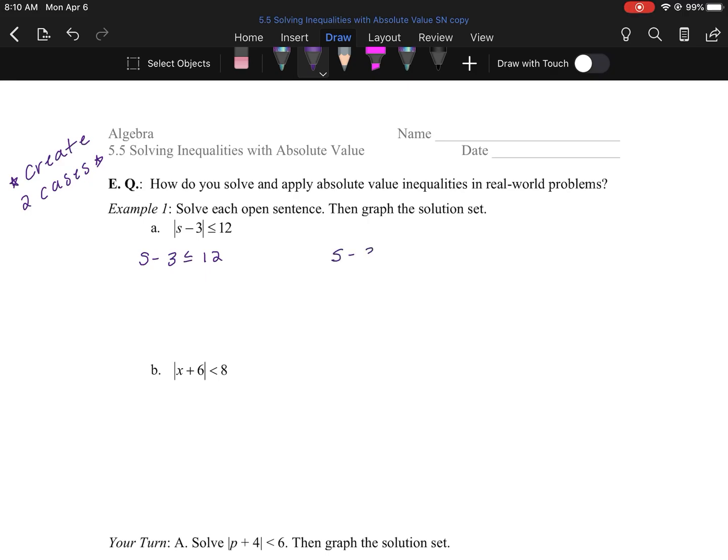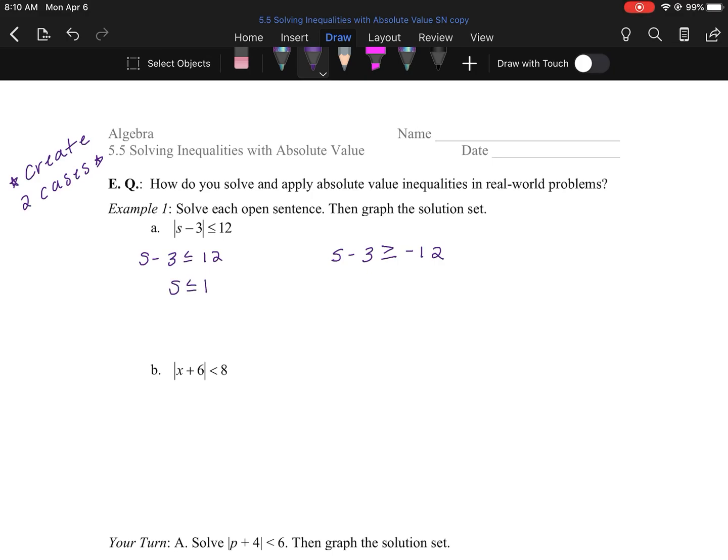The second case, the left side is going to be the same, no absolute value bars. So s minus 3, remember we're not changing the left side, but we are going to switch the inequality or flip it so it becomes greater than or equal to, and that positive 12 is going to become a negative 12. So it's just like the equations. We always made the right side negative, but now we have to flip that inequality sign.